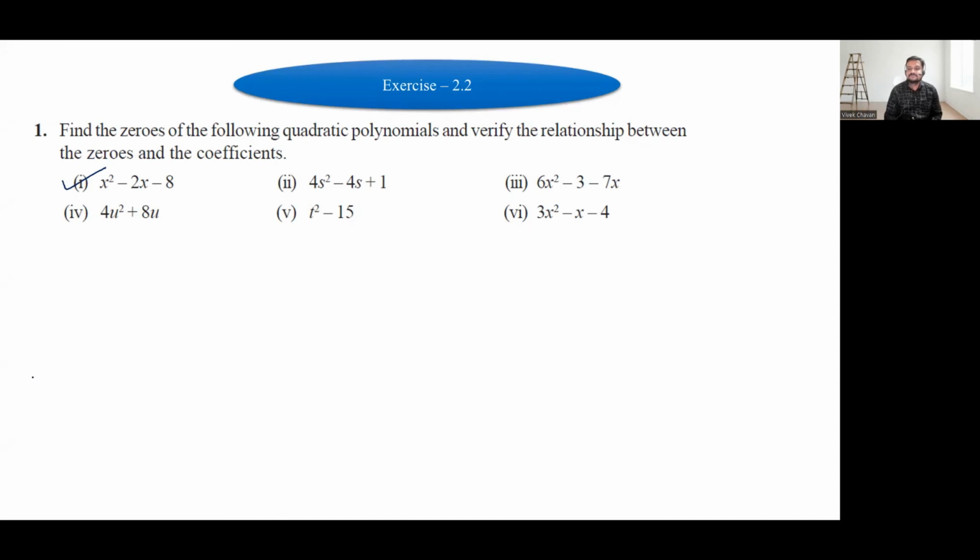Yes, Tejaswini. Am I audible, sir? Yes. So, sir, the first question is x square minus 2x minus 8. So, it is a quadratic polynomial. So, by splitting the middle term, first we will find the zeros of the polynomial, and then by the steps of verification, we will verify it. Okay, so tell me the steps now.